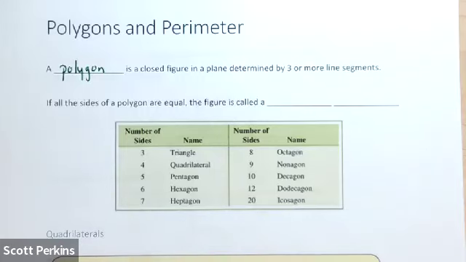Remember when we talked about triangles, we dealt with the idea of what closed means. Closed means it starts and stops in the same place. There is a whole geometry of open figures, but that is not anything that we are going to be concerned about right here. A polygon is a closed figure in a plane determined by three or more line segments. Polygons also do not have curvy sides. Again, that is a whole other idea of geometry, so we're just sticking to the most basic things.